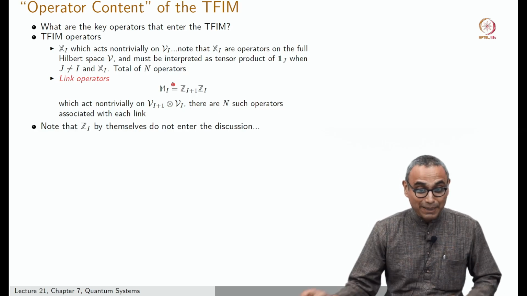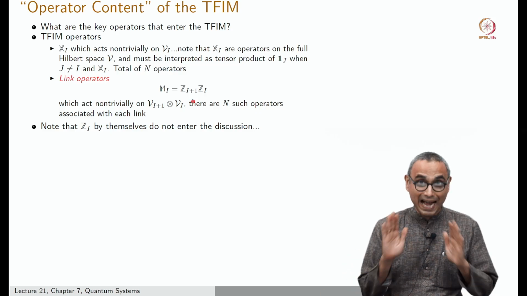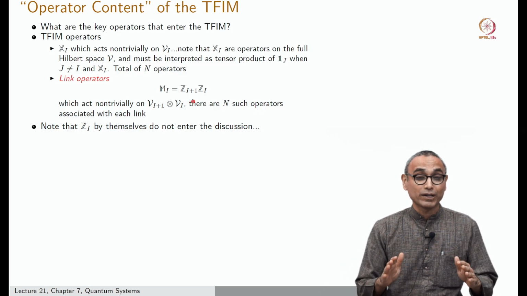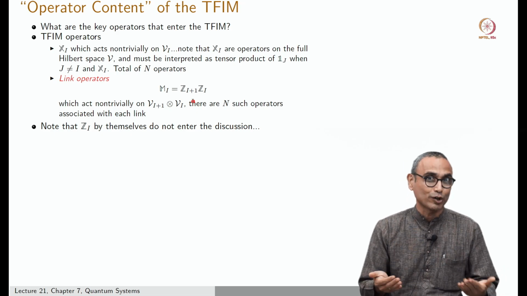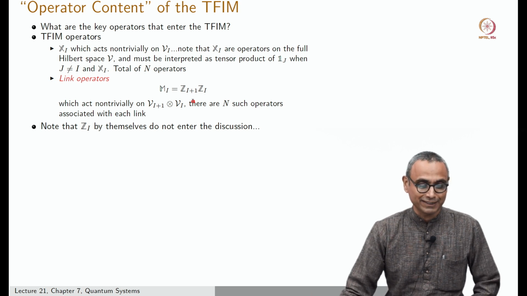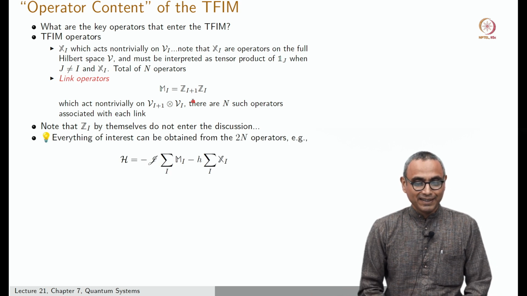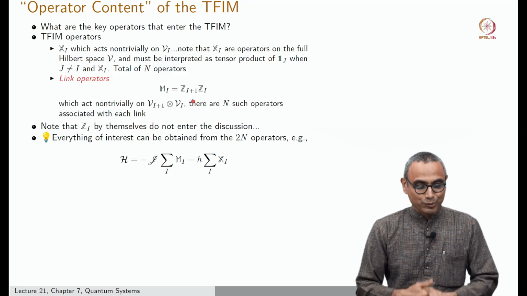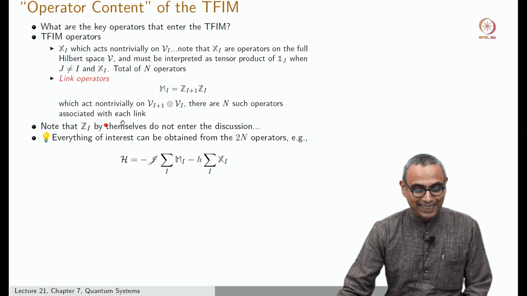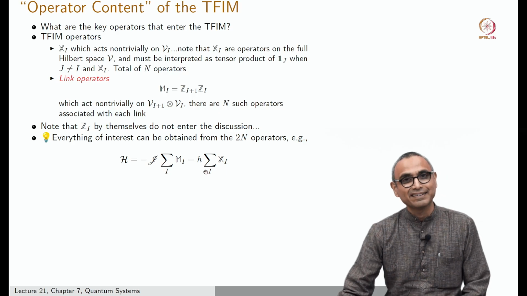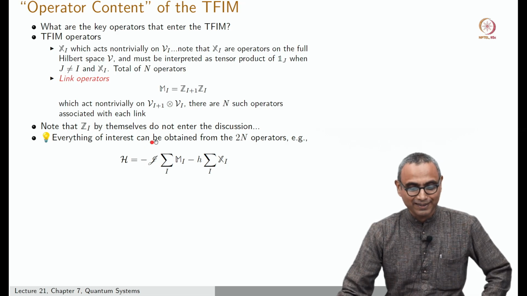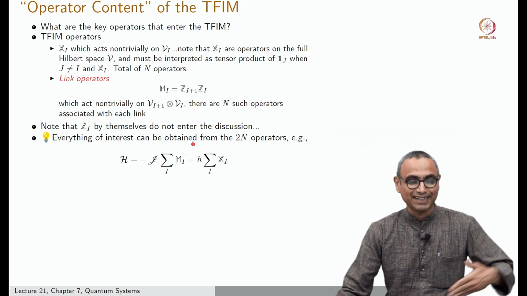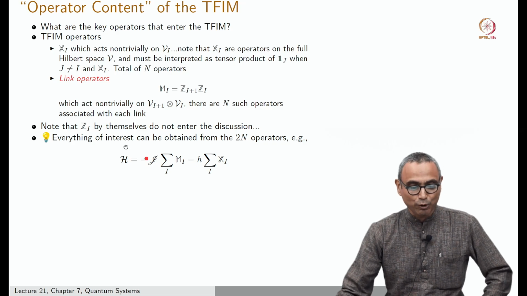Note that z_i by themselves don't enter the discussion as long as you are working with a model with full Z2 symmetry, because a single Z will not be Z2 symmetric, so you will not allow that in the Hamiltonian, for example. Now, what I would like to point out to you is that the Hamiltonian can be written very nicely as a linear combination of these operators m_i and x_i. And any physical quantity of interest to you that is symmetric under the flip symmetry can be obtained from these operators.